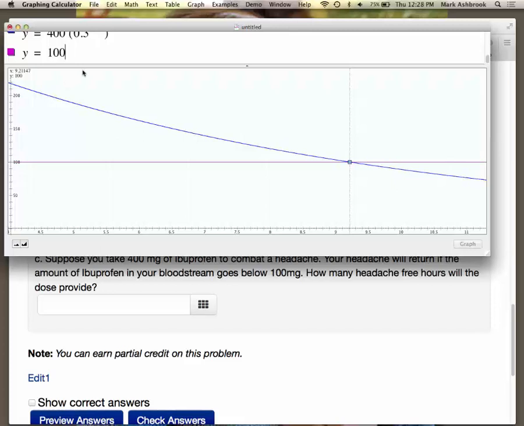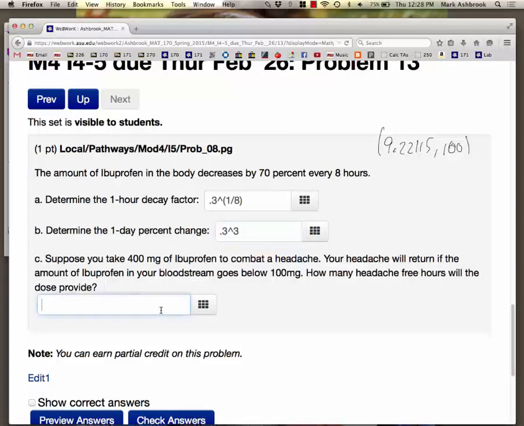This is giving me the point 100 comma 9.2115, that's way too many decimal places, comma 100. So how many headache-free hours will it provide? So 9.22 hours. I'll try 9.221.